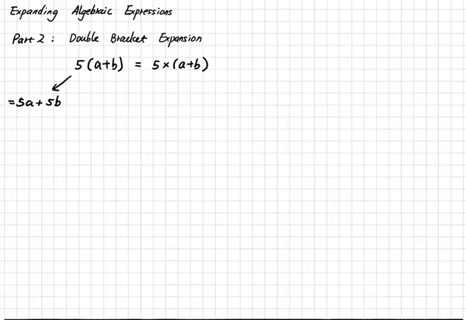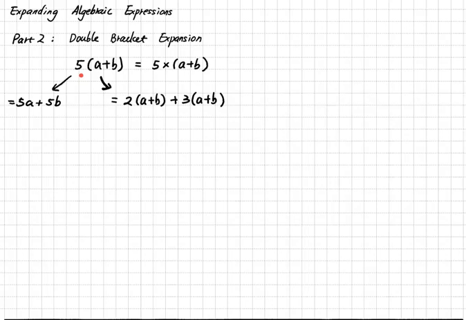Now we can also see this expression in another way. Technically, I can split the 5 groups into 1 group and 4 groups, or I can split into 2 groups and 3 groups, or 0 groups and 5 groups. But for this case, I'm going to split into 2 groups and 3 groups. So if that's the case, I can rewrite this as 2 groups of a plus b plus 3 groups of a plus b.